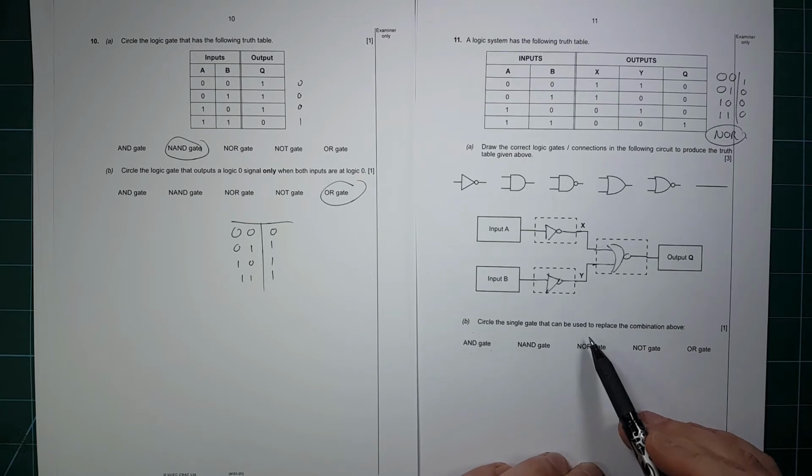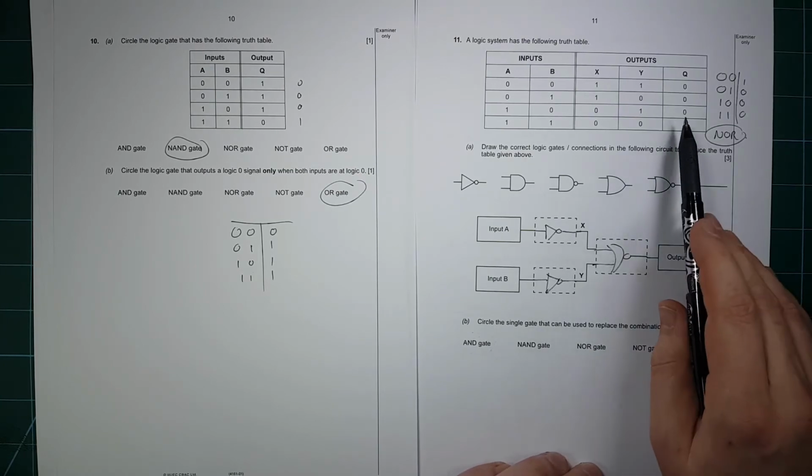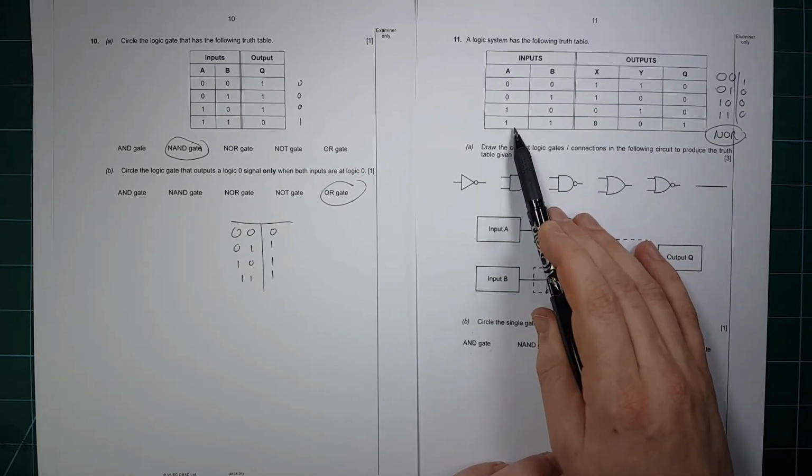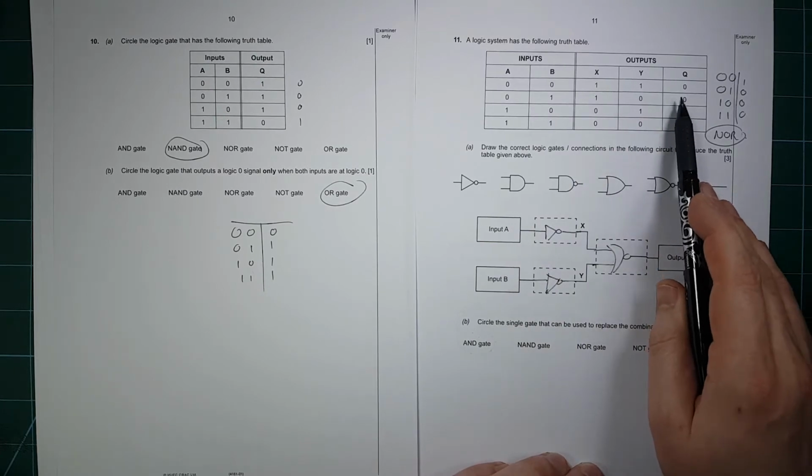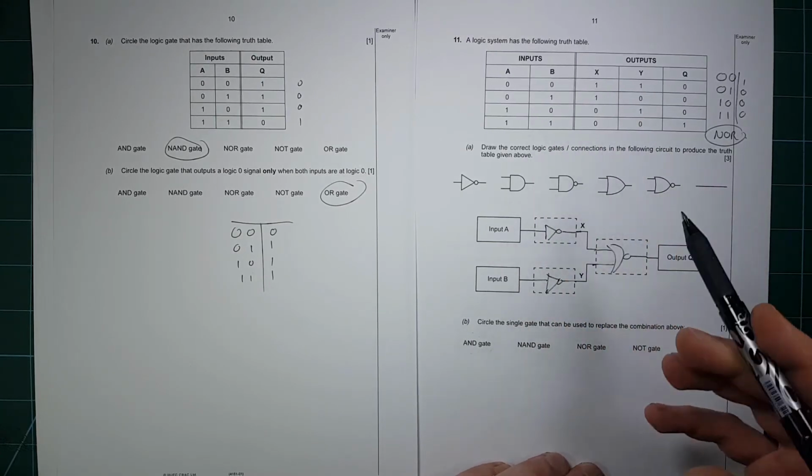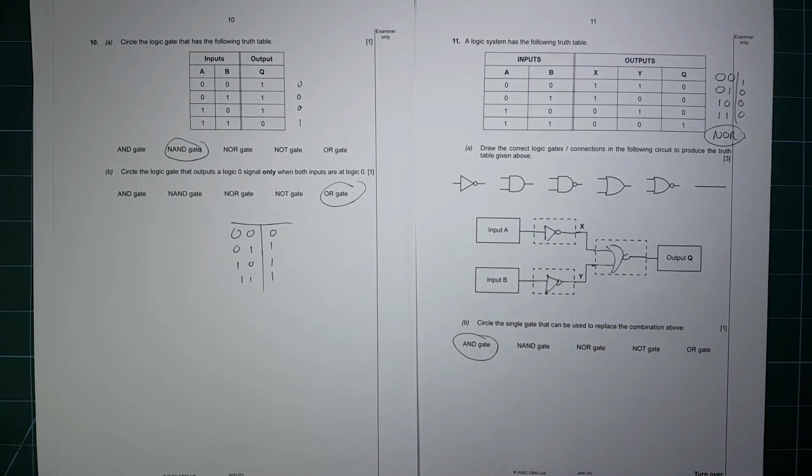Circle the single gate that can be used to replace the combination above. Well, we just need to look at Q compared with A and B, and we'll notice that 0, 0, 0, 1 is an AND gate combination. So that's an AND gate, like so.